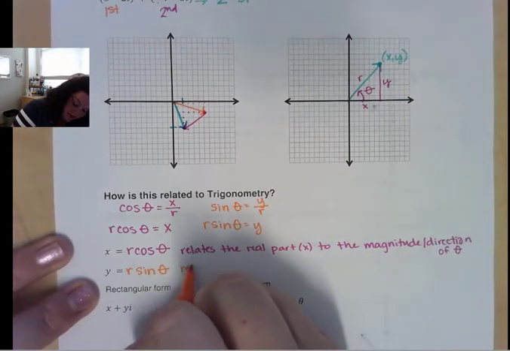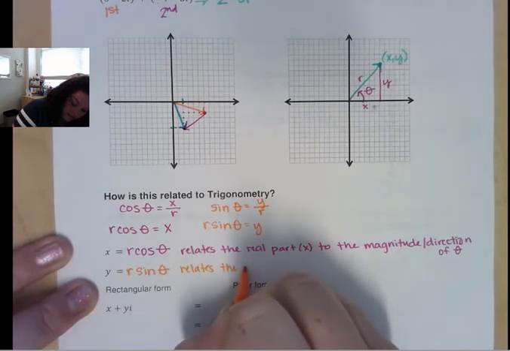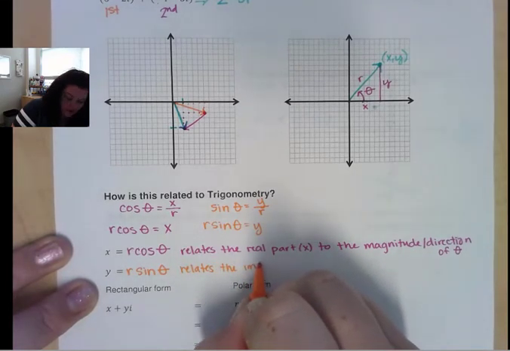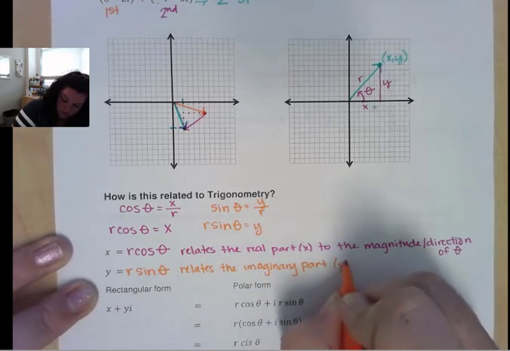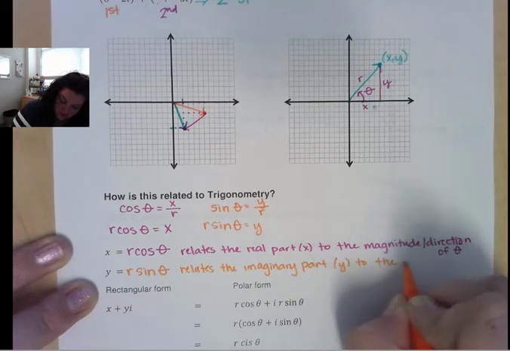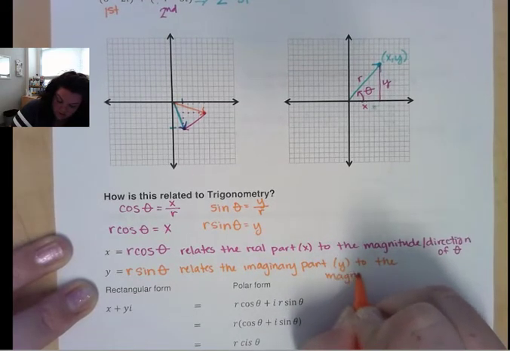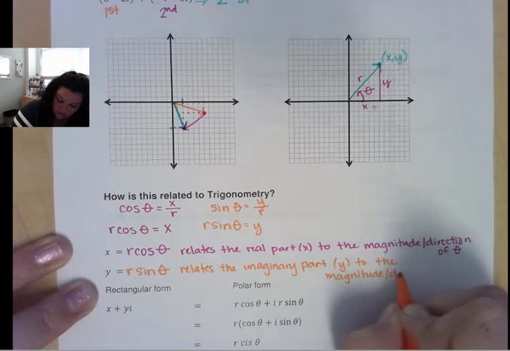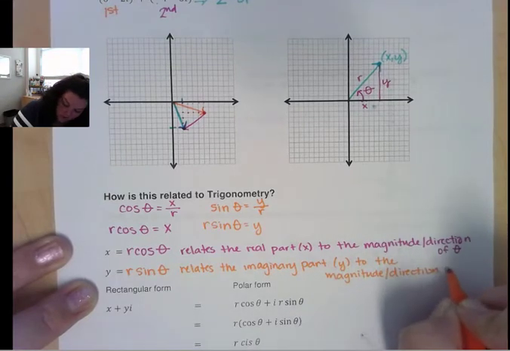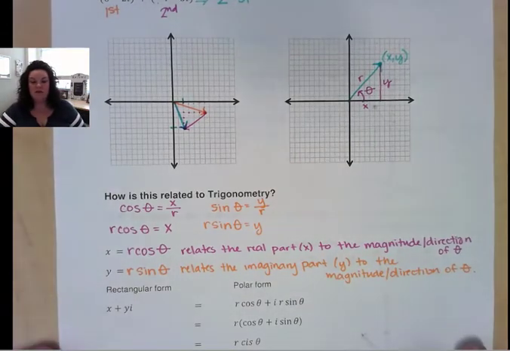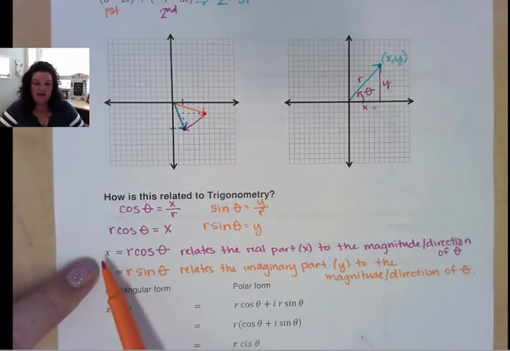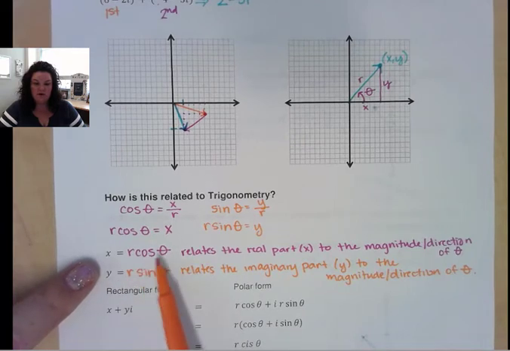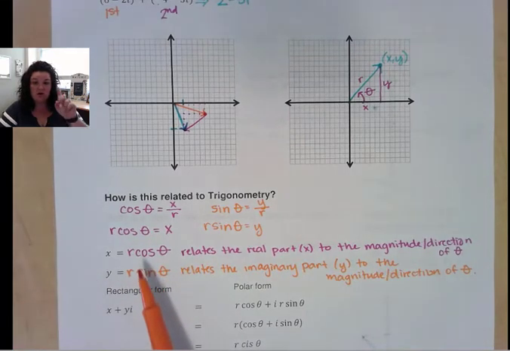So what this one does is this relates the imaginary part, which we're calling y, to the magnitude or direction of theta. Okay, so this is not something that I'm going to have you prove or do whatever, but you are responsible for knowing how to write x and y in regards to your r and your theta.